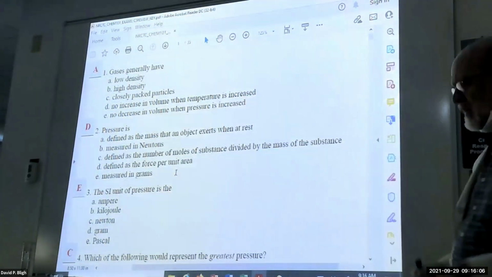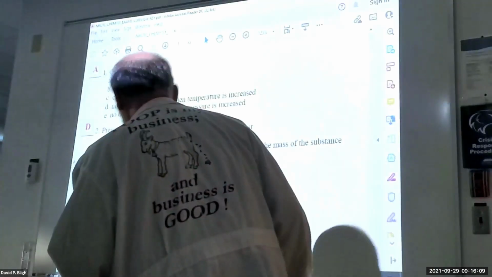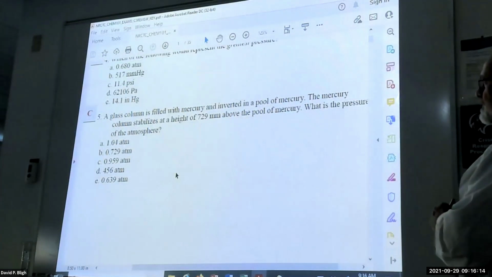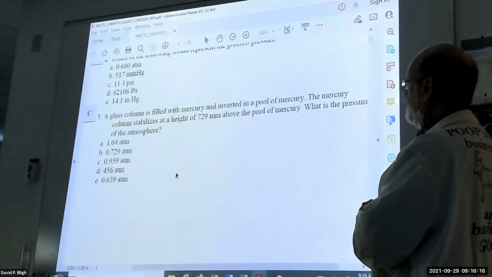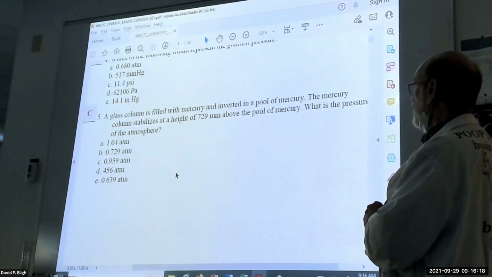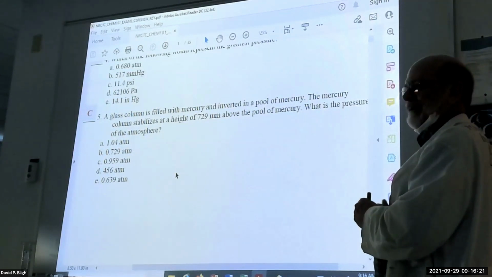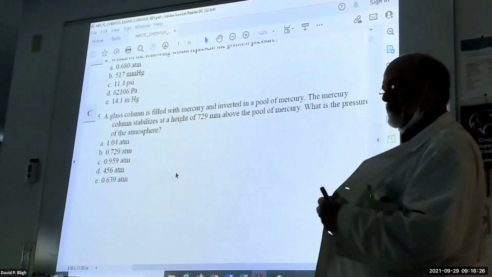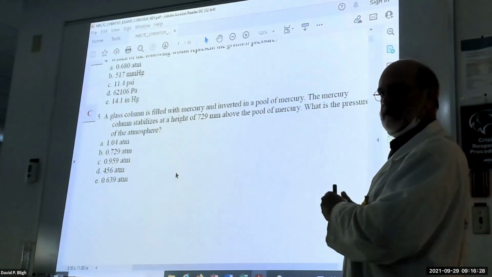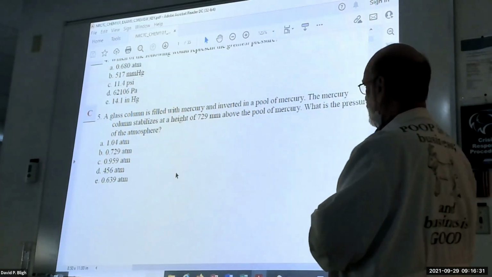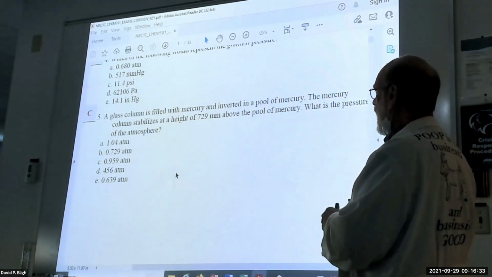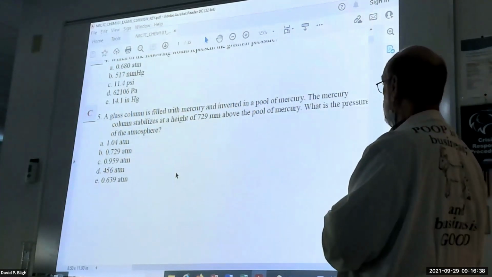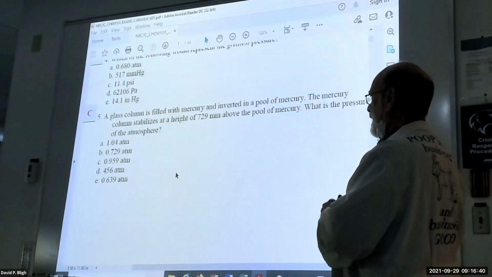All right, so we can skip 4 and 5. There we go. So a glass column is filled with mercury and inverted in a pool of mercury. Who does that sound like? Torricelli. We probably wouldn't dunk our hand in the mercury these days. We'd use a device of some kind. The mercury column stabilizes at a height of 729 millimeters above the pool. What's the pressure in atmospheres?